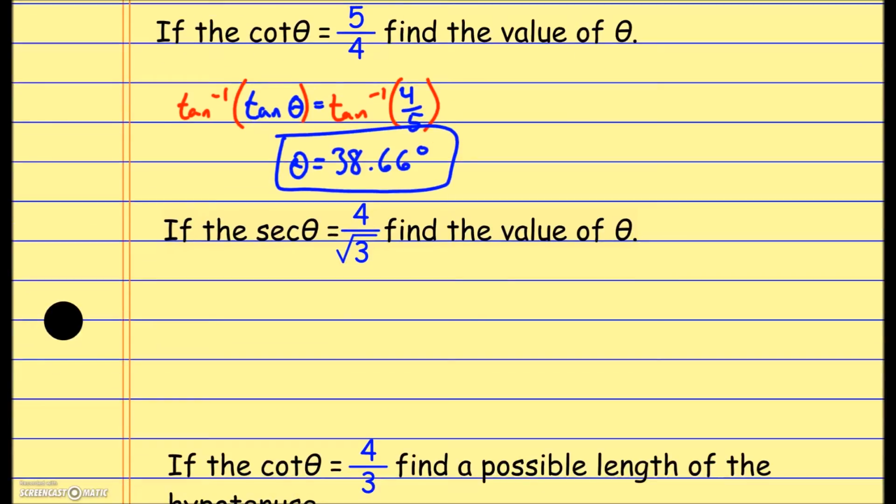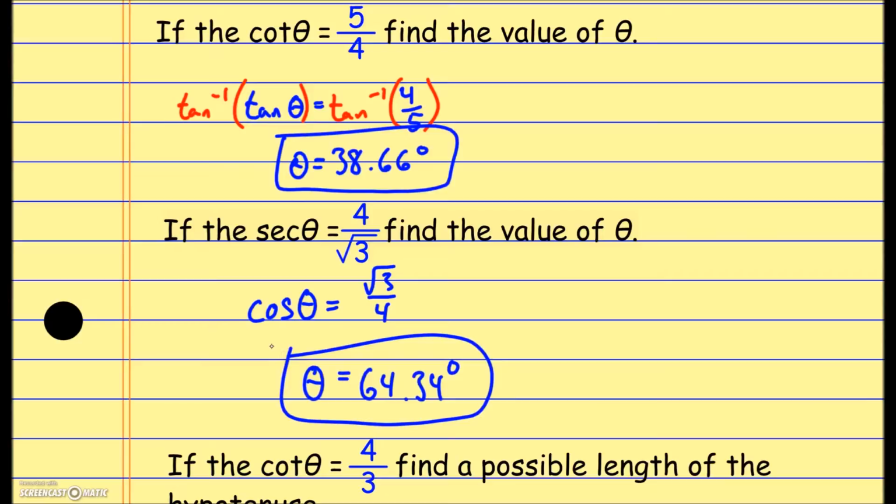Same thing with the next one. I've got a secant once again. And with this one, the secant is the same thing as cosine, essentially, but flipped. So I'm going to do the cosine of theta equals, now I'm just going to do root 3 over 4. Once again, I'm going to take the inverse cosine of each side, and I don't think there's any need for me to write that out anymore. I'm sure we're probably getting used to this, but I just plug it into my calculator and I find out that theta equals, looks like a 64.34 degrees. That's it. All right.